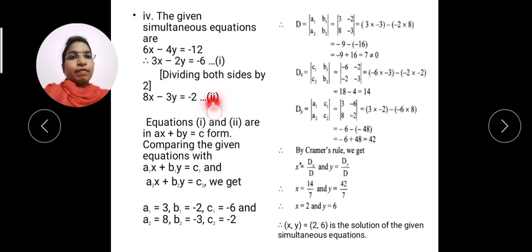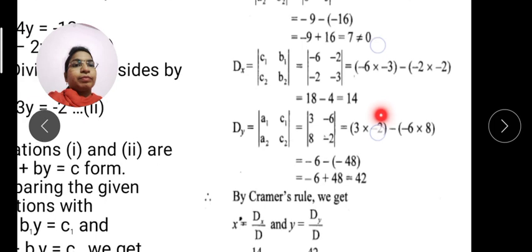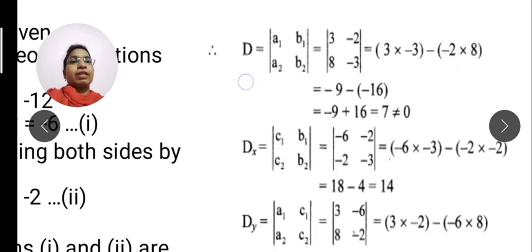Now after getting the first and second equation, compare with the general form and then write down the values of a1, a2, b1, b2 and c1, c2. After getting those values, write the equation. Now write the formula for d, dx, dy. Calculate. How to calculate? Again, this last time I am going to explain to you.